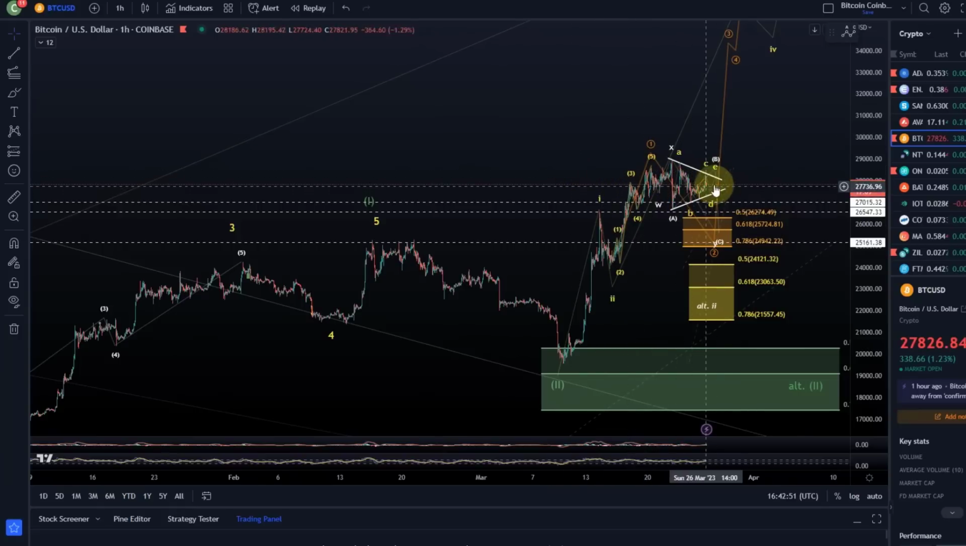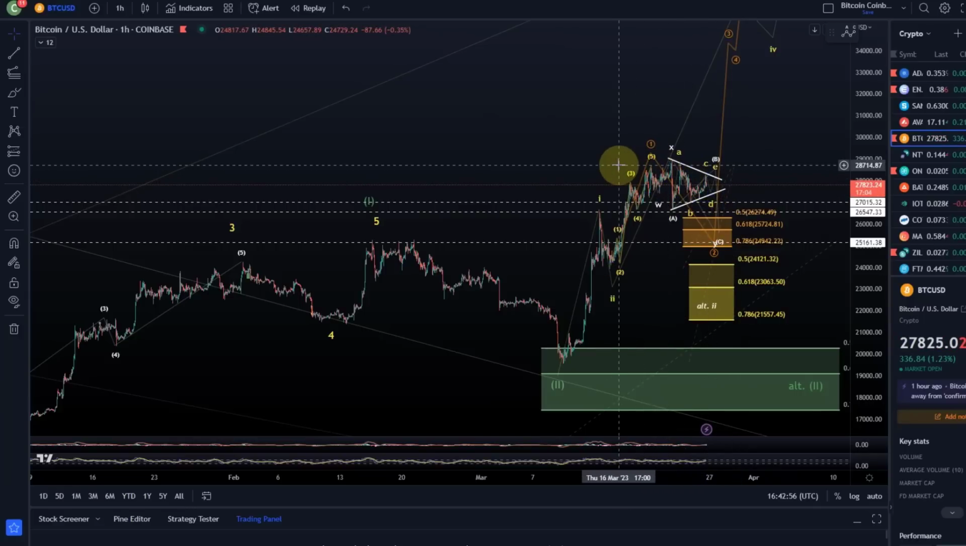Pretty boring sideways action, as it always is. And when everybody gets exhausted, gets bored, that's typically when you start to see that breakout.